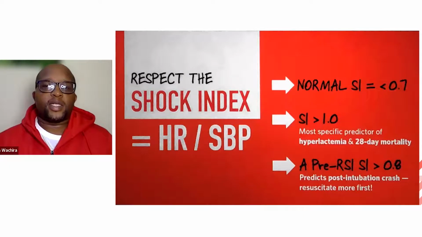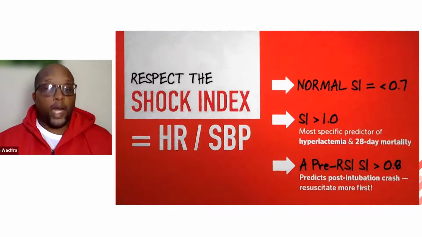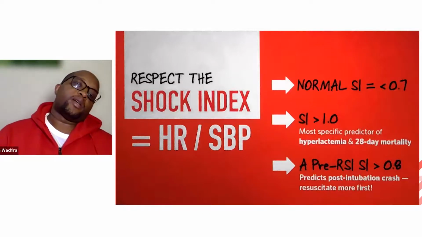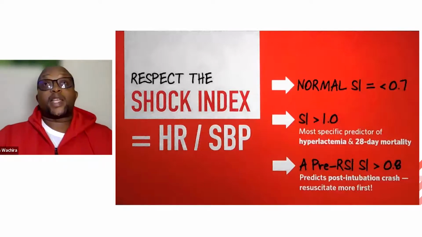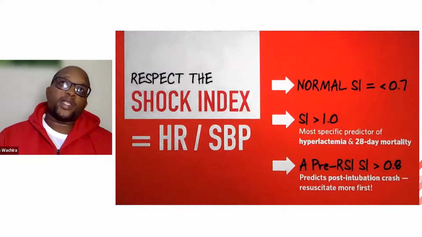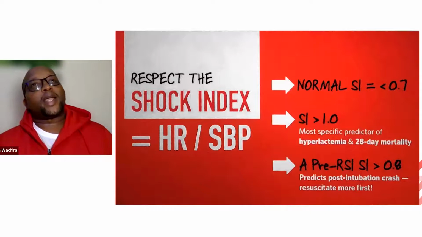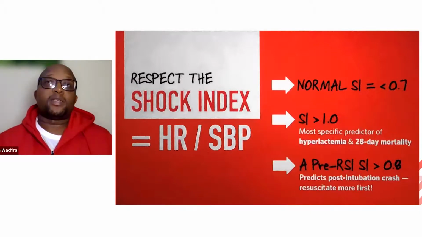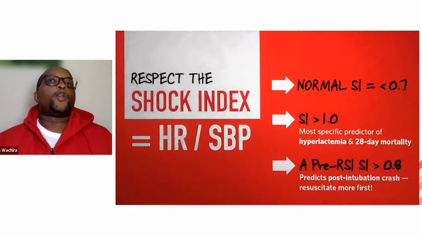So a normal shock index is less than 0.7. A shock index more than 1 is a very specific predictor of 28-day mortality. So if your patient comes in, you've taken their blood pressure, for example, a systolic of 110, but they're running a heart rate of, let's say, 120. Yes, 120 divided by 110 is definitely above 1. Your patient is in shock.